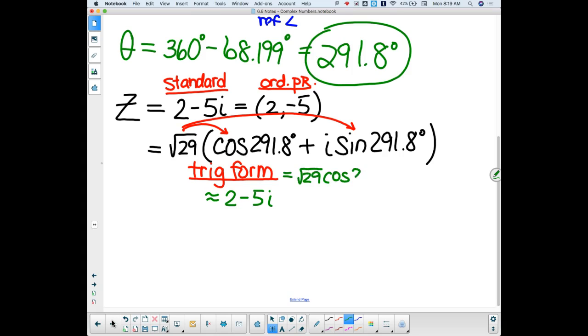That sounds really familiar. R times the cosine of the angle will give me the x. And R times the sine of the angle will give me the y. Again, recycled math.